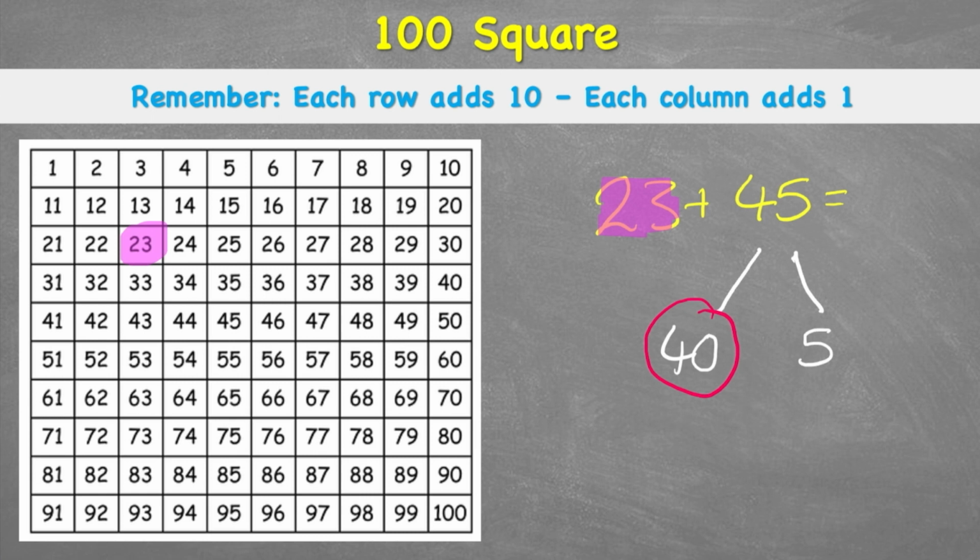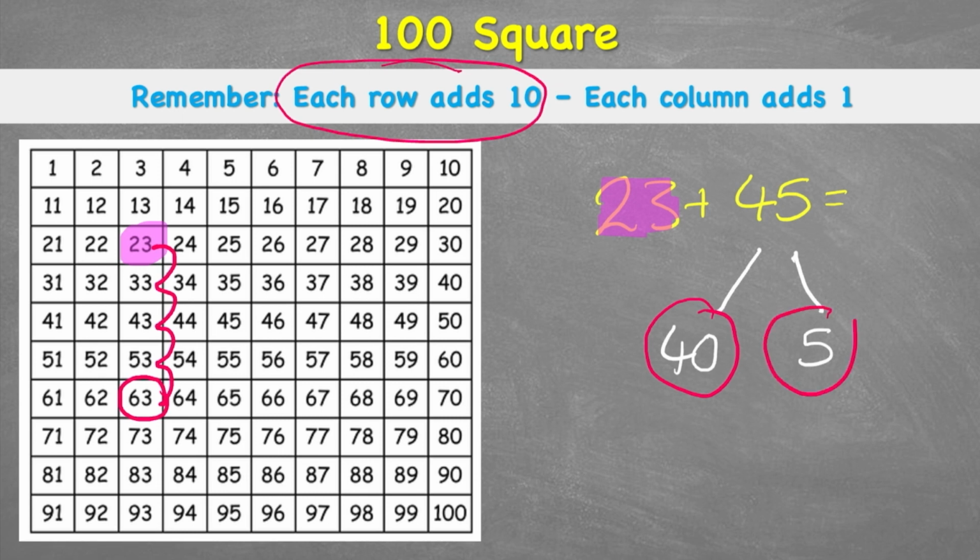So first I'm going to add 40. And rather than going 1, 2, 3, 4, 5, 6, 7, 8, 9, 10, 11, 12 and spend my entire day counting 40, all I'm going to do is understand the first rule, which is that each row adds up to 10. So what I can do is I can just jump down 4 rows. 1, 2, 3, 4. And 63 is 40 plus 23.